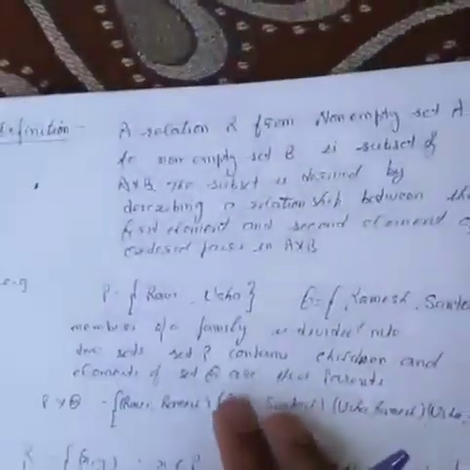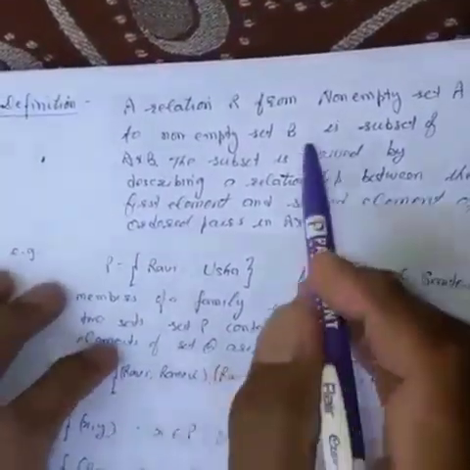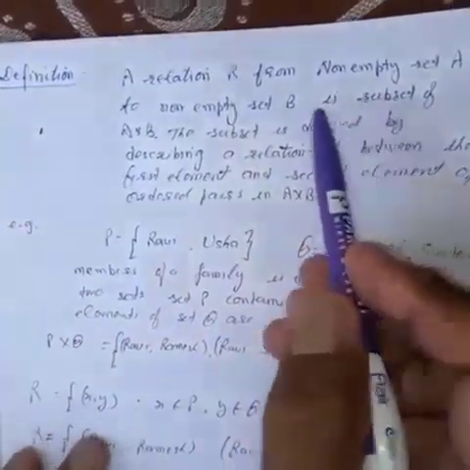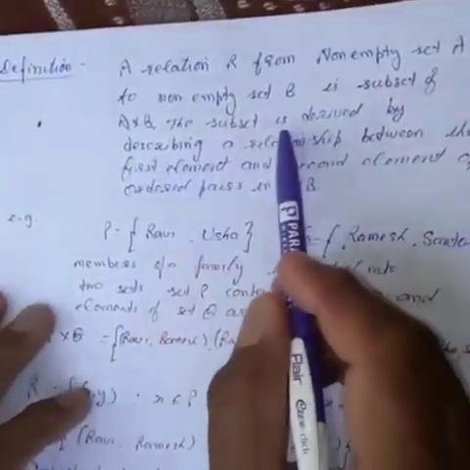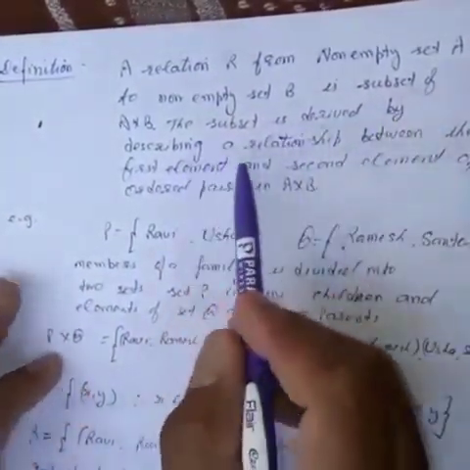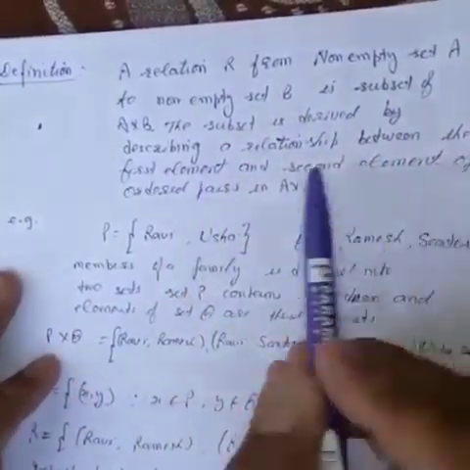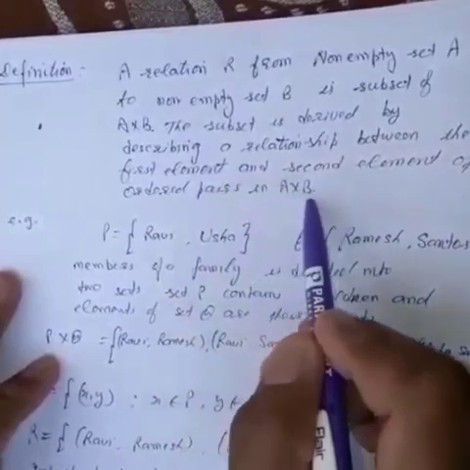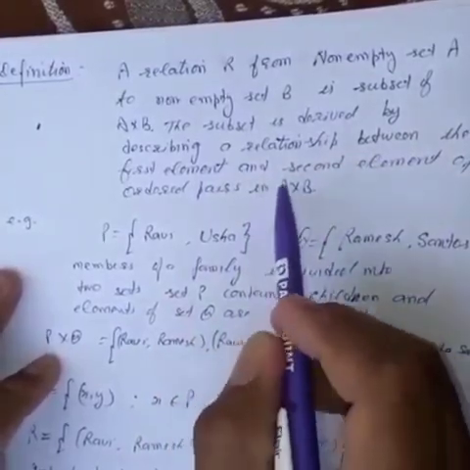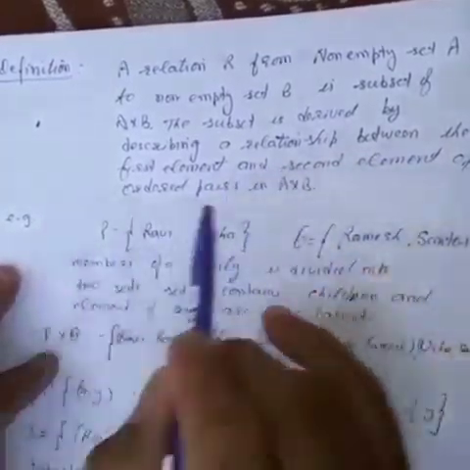You consider now the definition. A relation R from non-empty set A to non-empty set B is a subset of A cross B. The subset is derived by describing a relationship between the first element and the second element of the ordered pairs in A cross B. It means we have to describe a relation in the two elements.